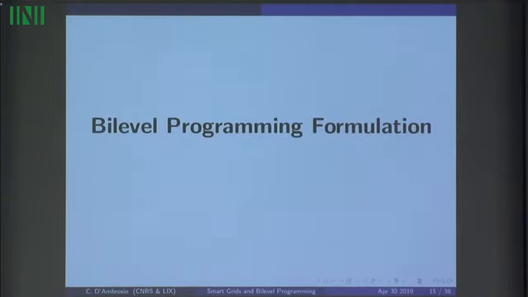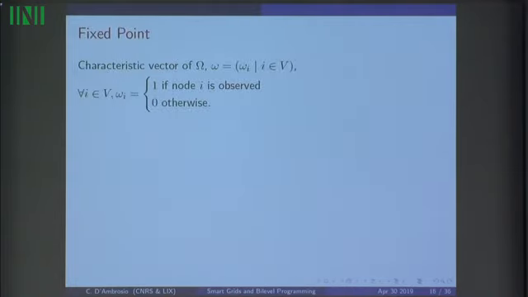The next method is the bilevel programming formulation. The observation that we had was that we have a characteristic vector of the observed nodes, omega, which is 1 if the node is observed and 0 otherwise. Okay, so this is the definition of omega. Here we are not considering the iteration.